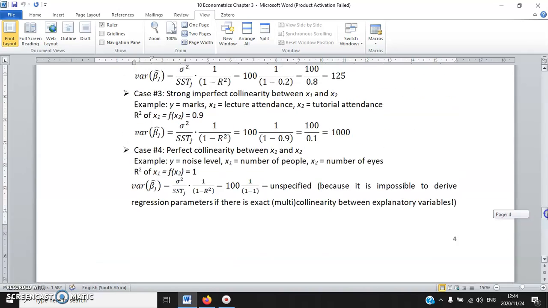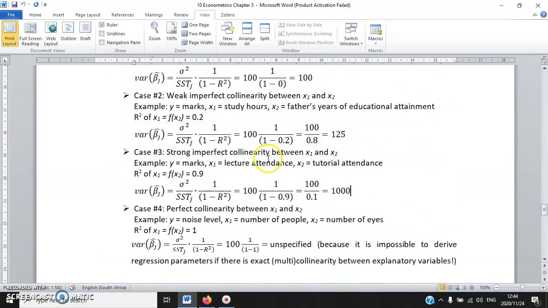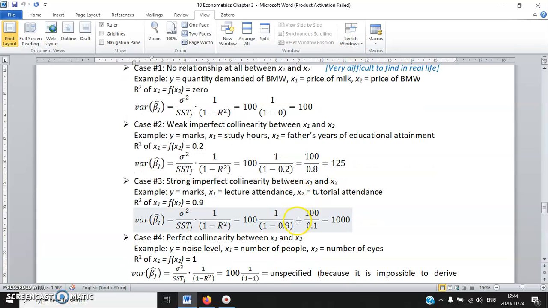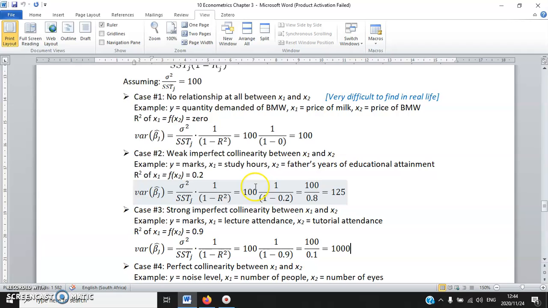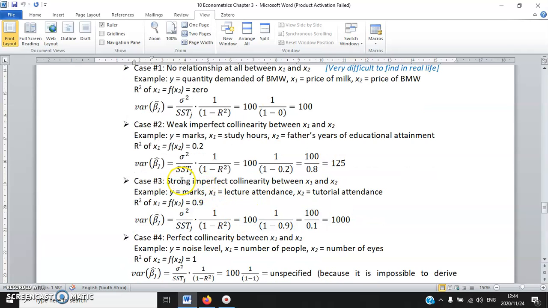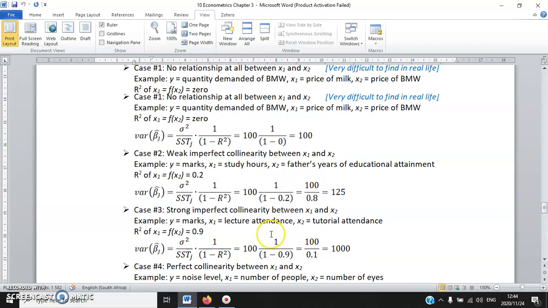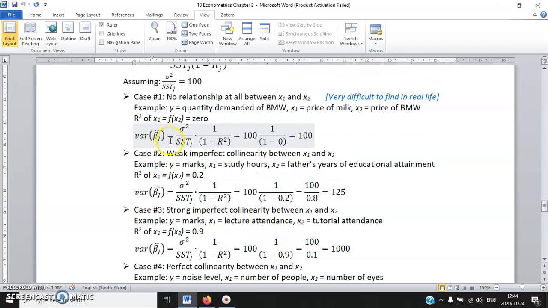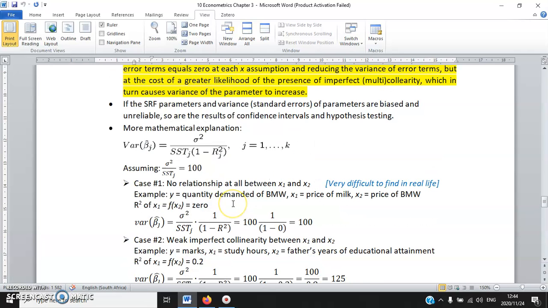Okay, but at least from the 4 cases, you know that if I run it as a multiple linear regression model, as the extent of linear relationship between the explanatory variables gets stronger, then we suffer stronger imperfect collinearity. And then it would cause an upward bias in the variance of the parameter, which is bad because if there is bias, especially upward bias in the variance of the parameter or subsequently the standard error of the parameter, then it would lead to the results of confidence intervals and hypothesis testings being unreliable.